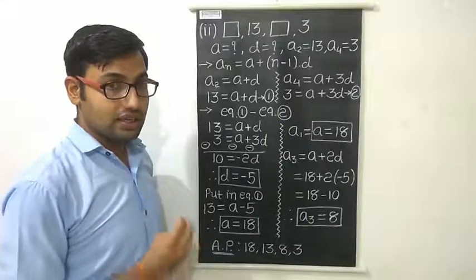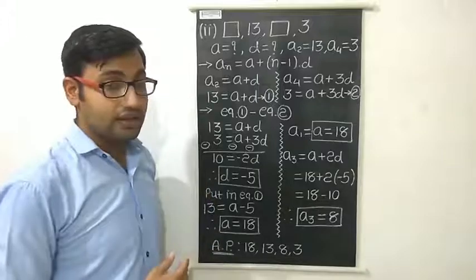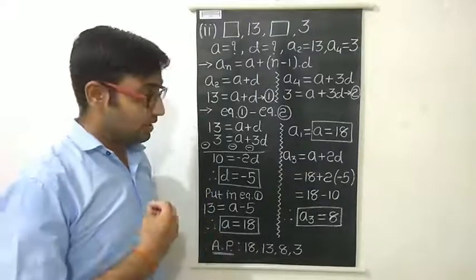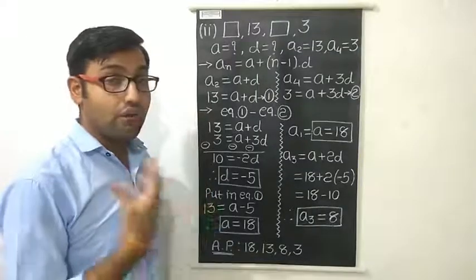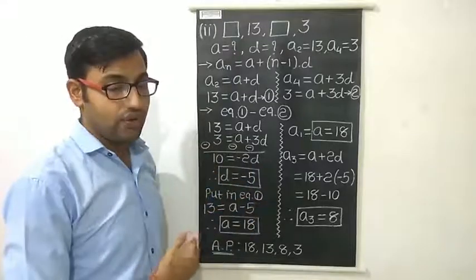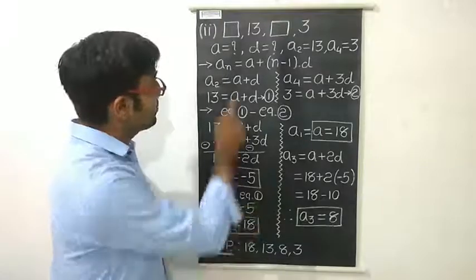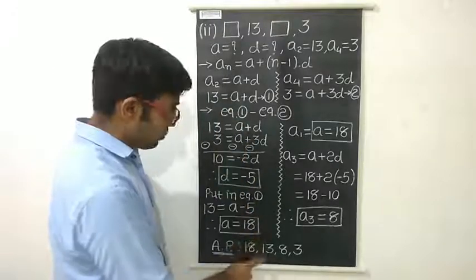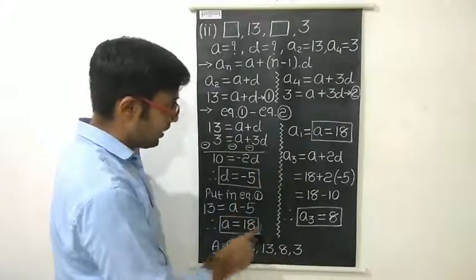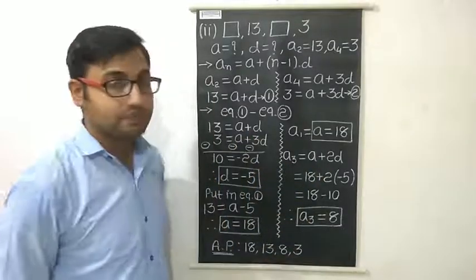So think about this, how we can find out the value of a and d. You have to keep in mind that you have to think how we can find out the value of a and d, or any value that we have to find out. Okay, so write down this AP again. We get the first term is equal to 18, second is equal to 13, third is 8, and fourth term is 3.